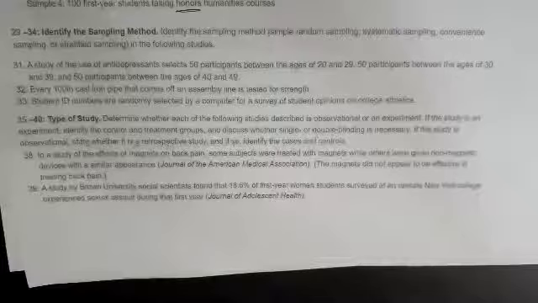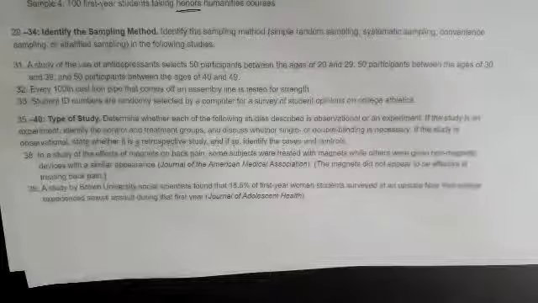Okay. So we have 3 examples. A study of the use of antidepressants selects 50 participants between the ages of 20 and 29, 50 participants between the ages of 30 and 39, and 50 participants between the ages of 40 and 49. So they pretty much have one thing that you should be telling me. It should be one of those 4 things. There's not a lot of wiggle room on these. So what are we doing here? What sort of sampling is this?